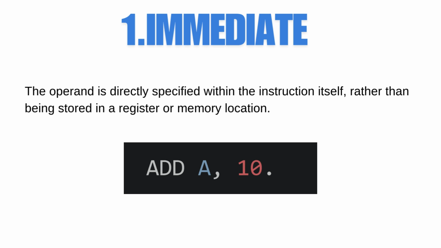Immediate addressing is useful for operations where we need a constant value, as it avoids additional memory access and speeds up execution. For example, setting counters, initializing variables, or performing arithmetic with fixed values often uses immediate addressing.